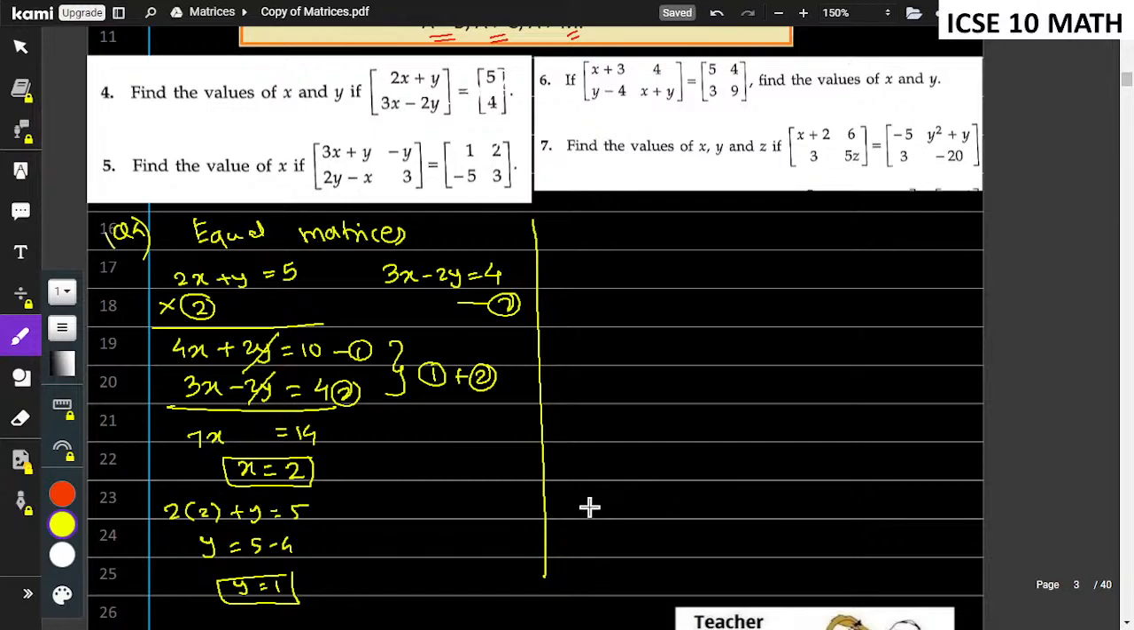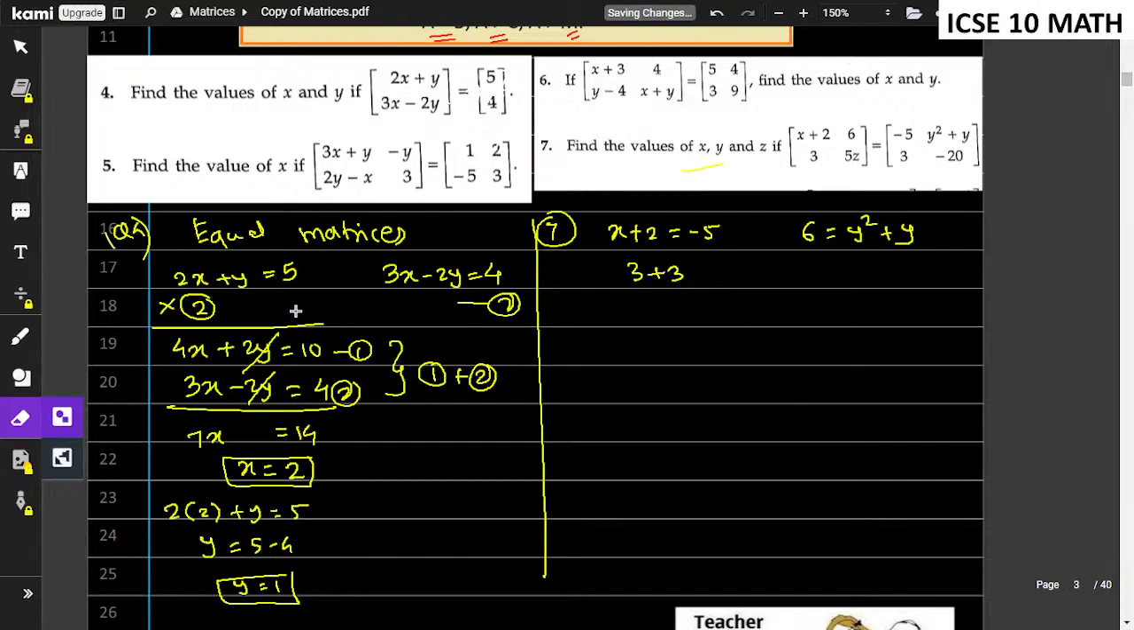So let's see which other sum we can do. Let's do this one, question number 7, because it has x, y and z also. Let's find that out. So what we said earlier, x plus 2 is equal to minus 5. Then we have 6 is equal to y square plus y. Then 3 is equal to 3. Then lastly 5z is equal to minus 20.